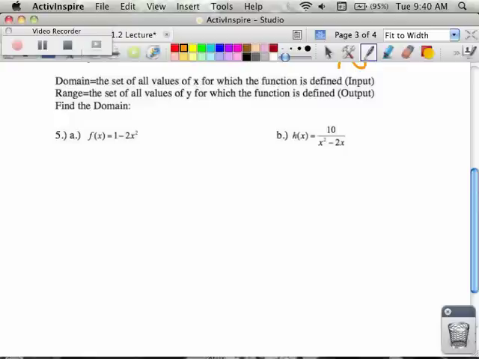In domain and range, the thing I want you to know about domains and ranges is that domain means X. Range means Y. If you don't know that, you're in deep trouble.